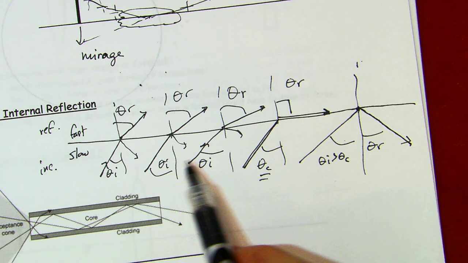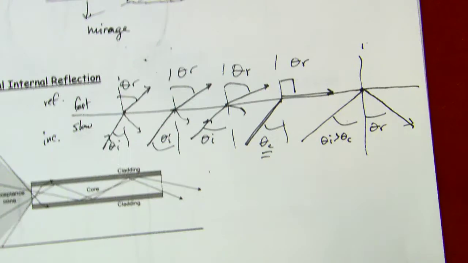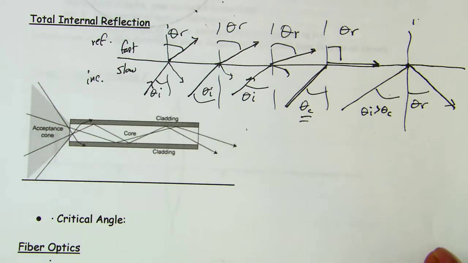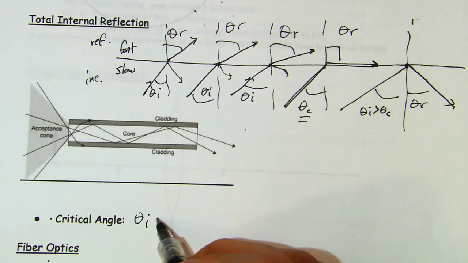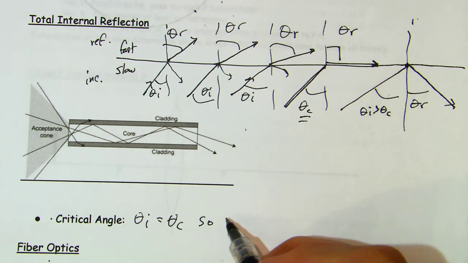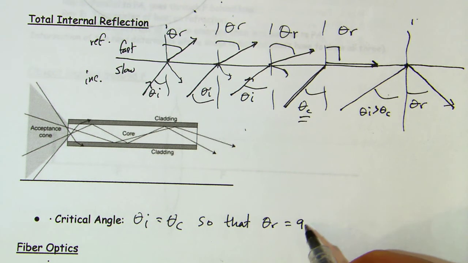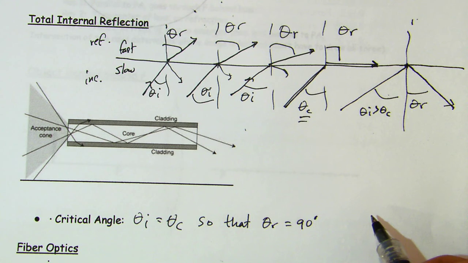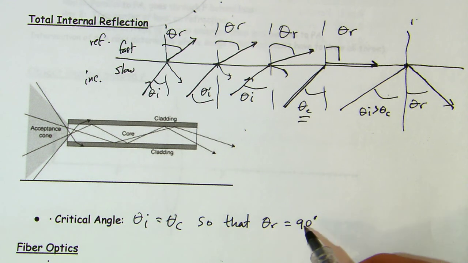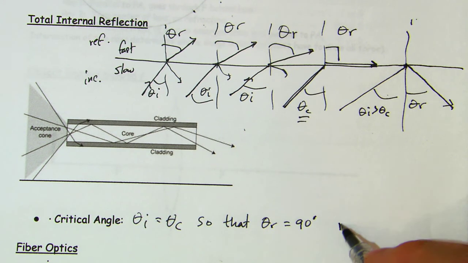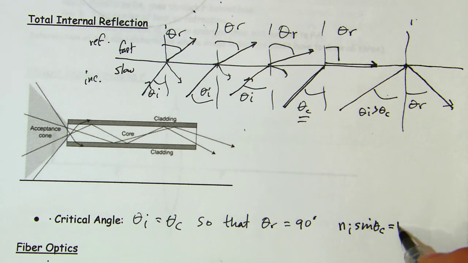We increase the angle of incidence step by step by step. This critical angle is the angle theta I, say theta critical, so that theta R is equal to 90 degrees. So what is the sine of 90 degrees? That is 1. So n sub I sine theta critical equals n sub R. And remember, these are the indexes of refraction for the incident side and the refracted side.